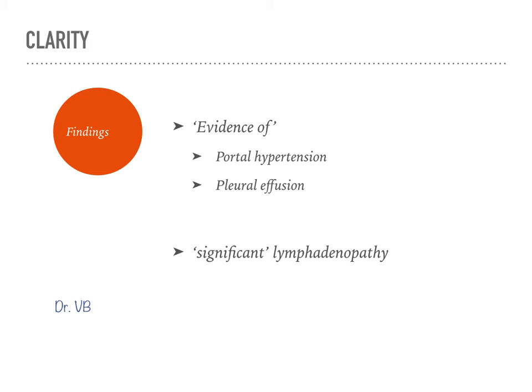But pleural effusion, for example, is a finding that is observed in the imaging and can be documented as it is. So there are no indirect evidences. In fact, we are directly visualizing the pleural effusion, so "evidence of pleural effusion" should be avoided. Significant lymphadenopathy: some authors argue that lymphadenopathy per se is abnormal enlargement of the lymph nodes. So there is no use of the term significant lymphadenopathy because there is no such thing as non-significant lymphadenopathy.